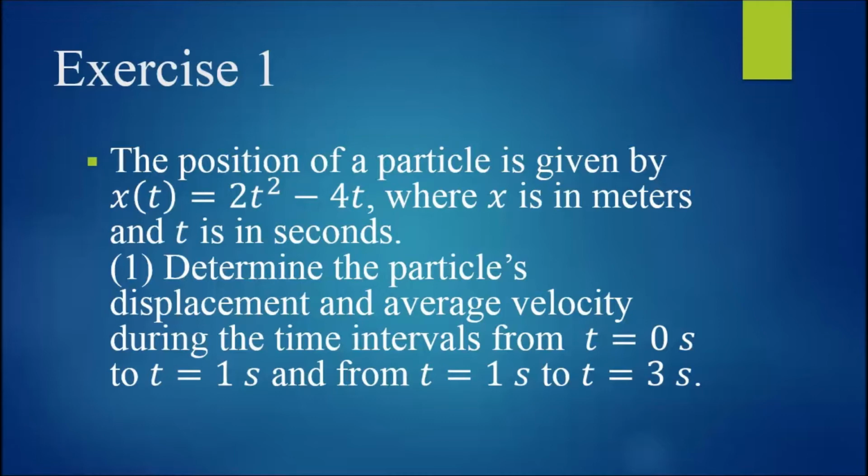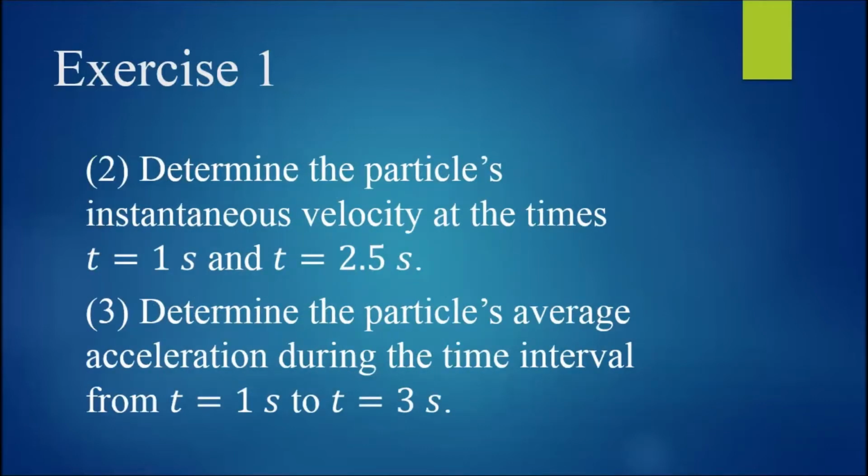So as an exercise, the position of a particle is given by the function x of t is equal to 2 times t squared minus 4 times t, where x is in meters and t is in seconds. First, determine the particle's displacement and average velocity during the time intervals from 0 to 1 second and from 1 to 3 seconds. Second, determine the particle's instantaneous velocity at the times t equals 1 second and t equals 2.5 seconds. Third, determine the particle's average acceleration during the time interval from 1 to 3 seconds.